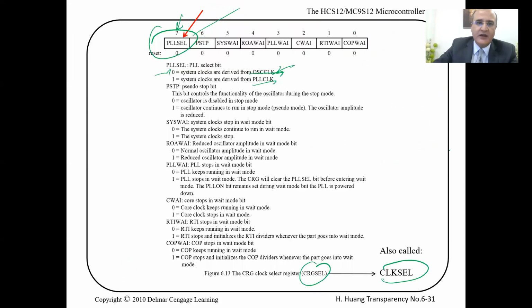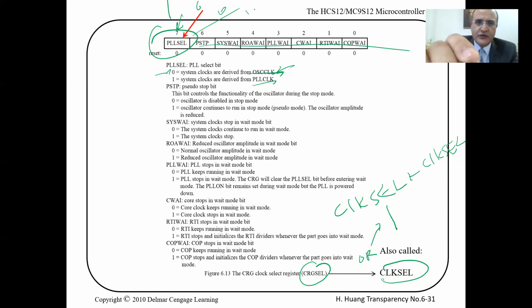How do I select PLL? I write here in this register without touching everything else. I can say this register, clock select, equals clock select, keep everything as is except this one. Make it a 1. So I do an OR with 1 0 0 0 0 0 0 0, right? That is 0x80. So once I select, we start using it.